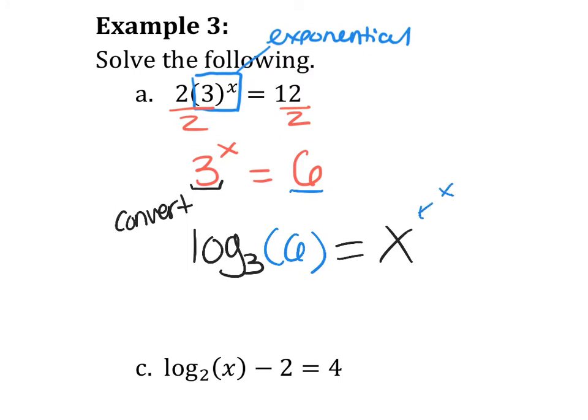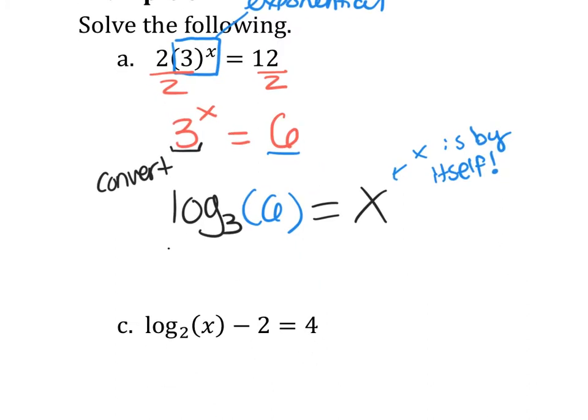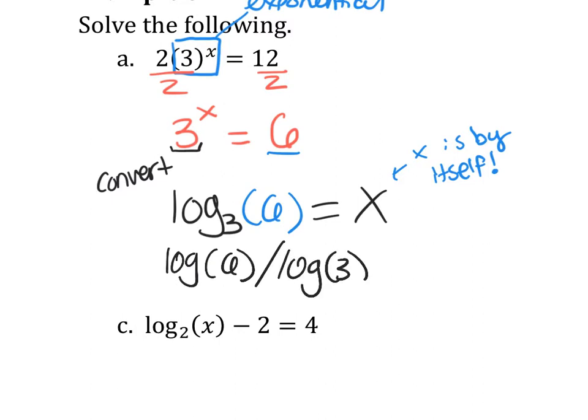Okay, now x is by itself, which is good. That means we don't need to do any more rearranging. We just got to figure out how to evaluate that other side of the equal sign. We have log base 3 of 6, so it's not a base 10, so that means we can't plug it straight into the calculator, but we can use our change of base formula and then plug that in. So we can have log of 6 divided by log of 3. We can use change of base.